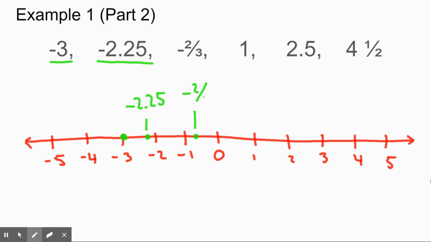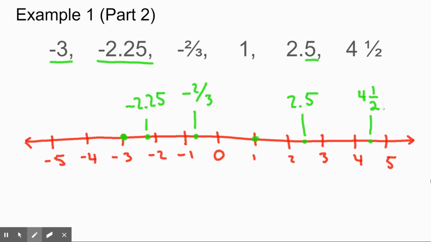Now, as for the rest of these, we're going to continue that process. 1 is another integer, so it's not too bad to plot. 2.5: the 0.5 means it's going to be halfway between 2 and 3, because it's representing a half. So we can label that here. And 4.5 is the same thing as 2.5, except it's at 4.5 instead. So we right in the middle here, right at 4 and 1/2.